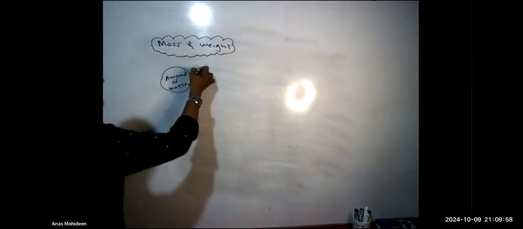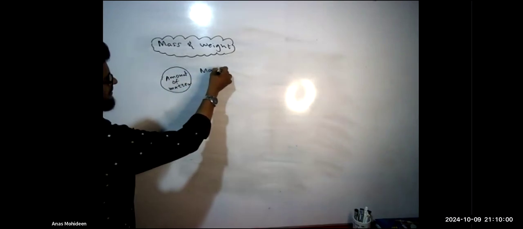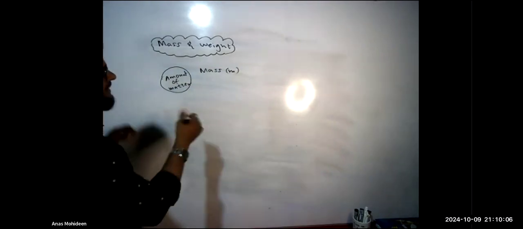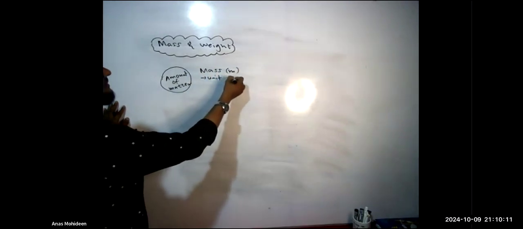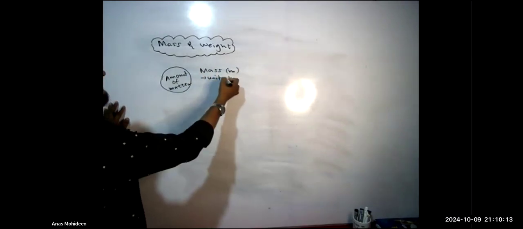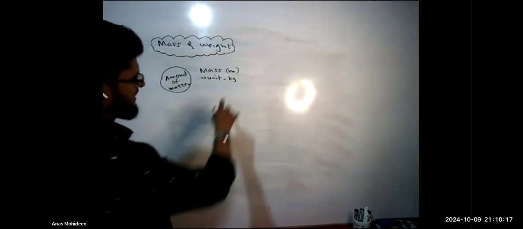Amount of matter it contains. This is called the mass, symbolized by m. This is what we term as the mass. The mass is measured in kilograms. What is the unit? Kilograms. So it is symbolized by m, measured in kilograms.